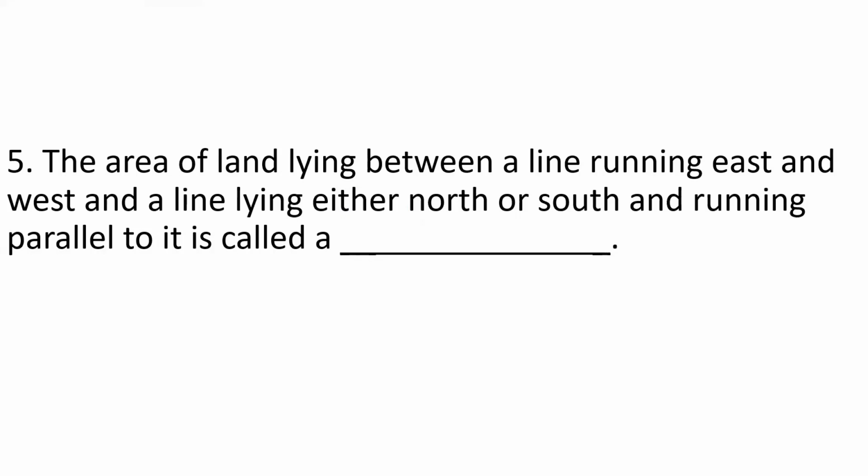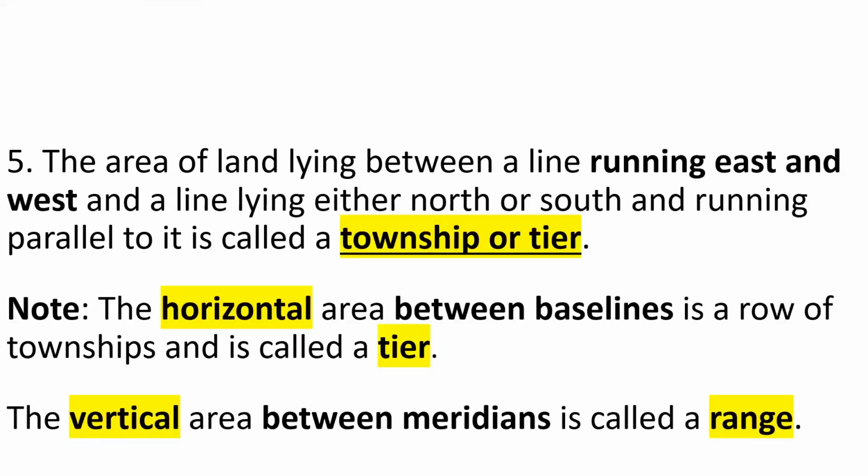Number 5, the area of land lying between a line running east and west and a line lying either north or south and running parallel to it is called a blank. Well, that is a township or tier line. Remember, if it's running horizontal, horizontal is east to west, whereas vertical is north and south. So the horizontal, that is referred to as township lines or tier lines.